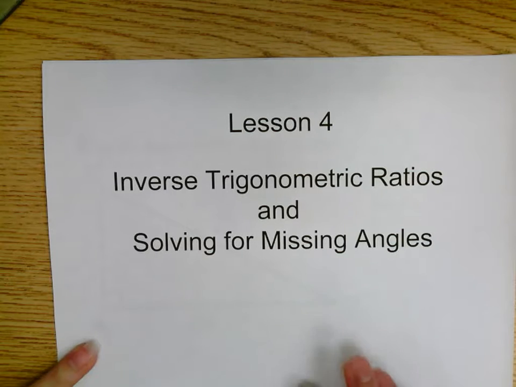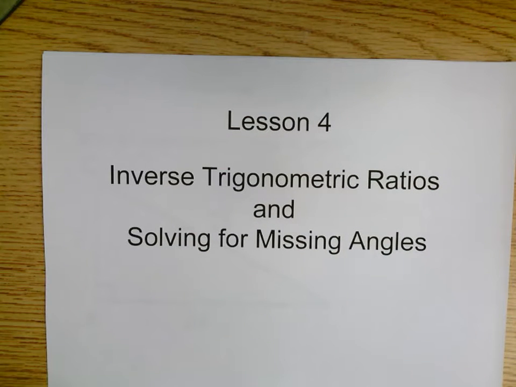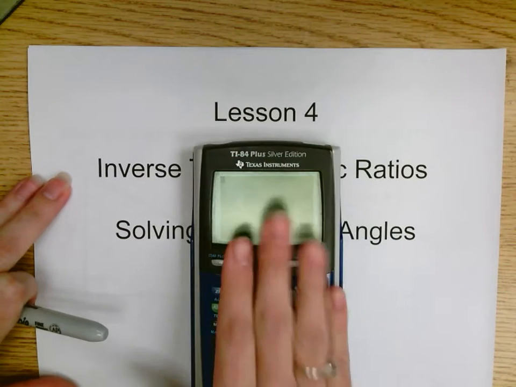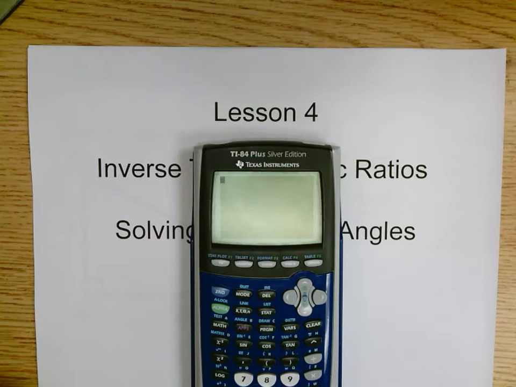Alright, ladies and gentlemen, this is lesson 4, inverse trigonometric ratios and solving for missing angles. Khan Academy did not have a very good selection of videos when it came to this, so I want to make sure that you're good on solving for missing angles. So one of the things that you may or may not have done in the past, in your lessons thus far, is look at your calculator and make sure that it is in the right mode.